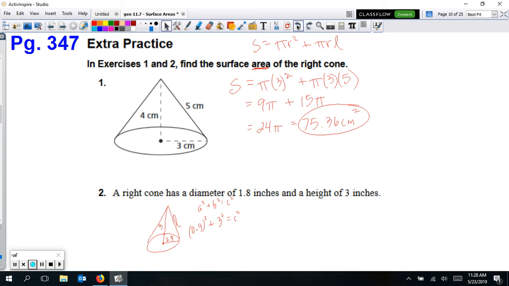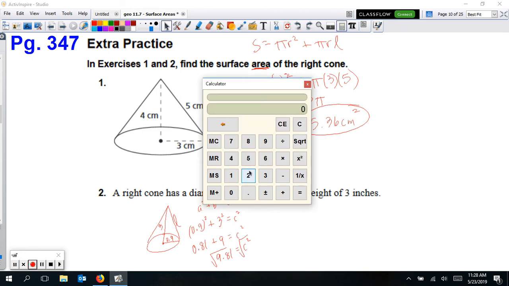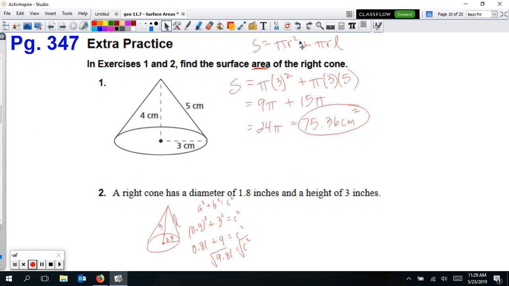And now we just square each of these. So it's going to be 0.81 plus 9, and that's going to be 9.81 when we add these together. And then we're going to have to take the square root of that. So the square root of 9.81 on the calculator, we can do that. The square root of 9.81 is 3.13. So that is what the L is. L, our slant height, is 3.13.